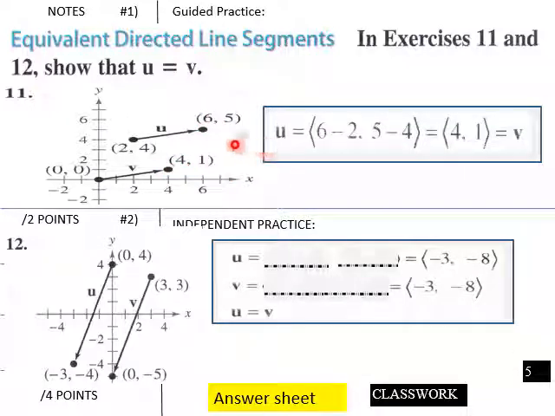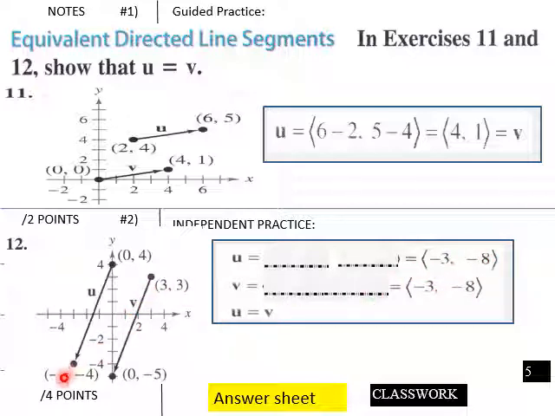So for U here, we have 6 minus 2, and then 5 minus 4, and we have a vector that equals (4, 1). So that is the same as our endpoint here, (4, 1), for V. So this would be 4 and this would be 1, so U does equal V up here. And then for down here, both of these would equal (-3, -8). Well, how do we get there?